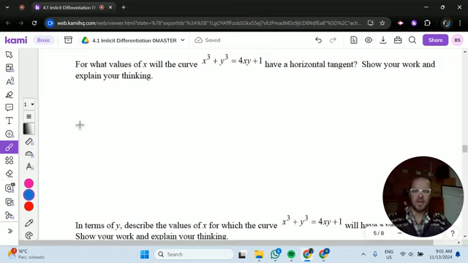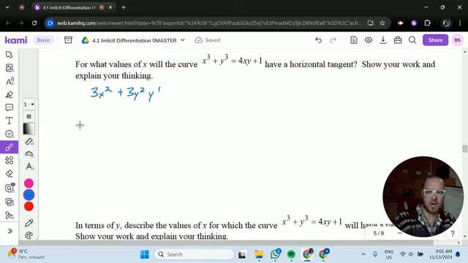All right, for what values of x will this curve have a horizontal tangent? Okay, so we need to figure out what is the derivative of this. We need to make it equal to 0 because that would be our horizontal tangents. Okay, so first we just take our derivative implicitly, 3x squared plus 3y squared, but this is y, so y prime, equals, here's our product rule, so 4y plus 4x y prime. And the 1 goes away entirely.